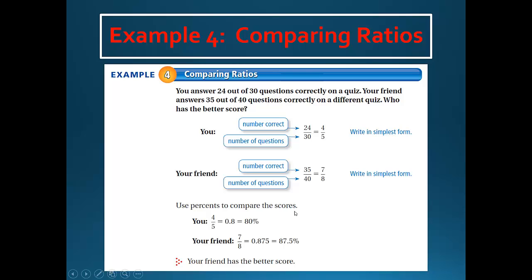We can use percents to compare the scores. So you had 4 to 5. When you divide that, that would give you 0.8 or 8 tenths. 8 tenths as a percent would be 80%. Your friend has 7 to 8. When you divide that, you would get 0.875 or 875 thousandths. As a percent, that would be 87.5%. Remember, to make your decimals into percents, you move the decimal 2 places to the right. So 1, 2 puts it behind the 7 before the 5. Now when we compare our percents, you can see that your friend has the better score.